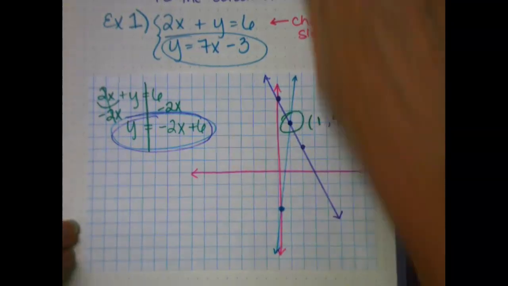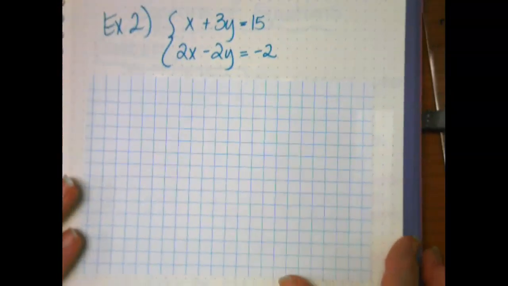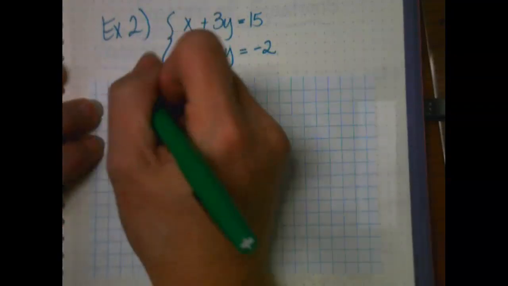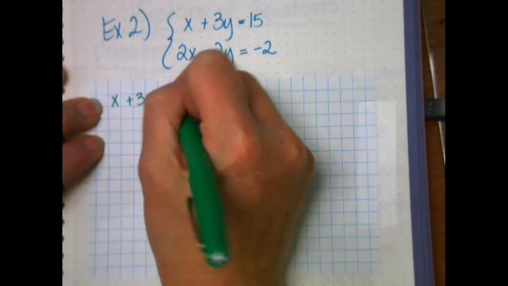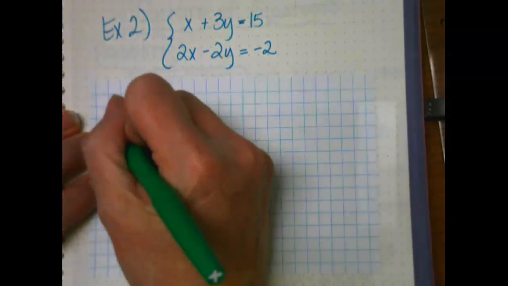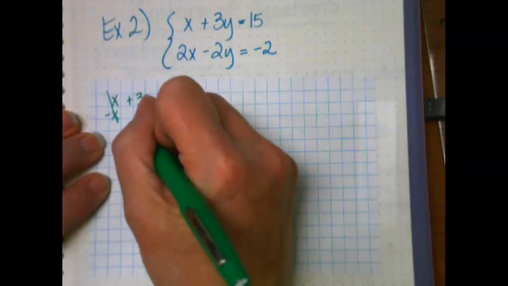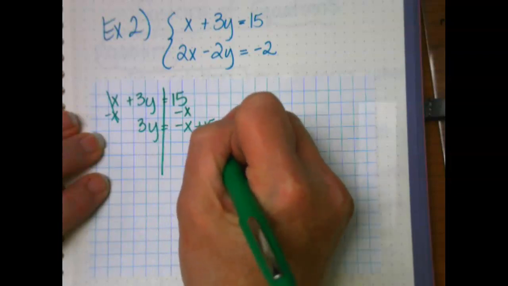Let's look at another example. All right, this one, neither one of them is in the format I need, so I've got to rearrange them. So let's do this one first. x plus 3y equals 15. I want it to say y equals, so I need this x to go away. So let's subtract x from each side. That leaves me with 3y equals, if I put it in the right order, negative x plus 15.